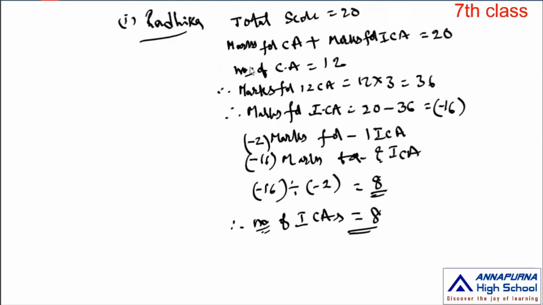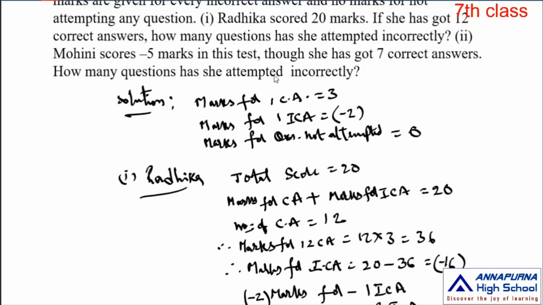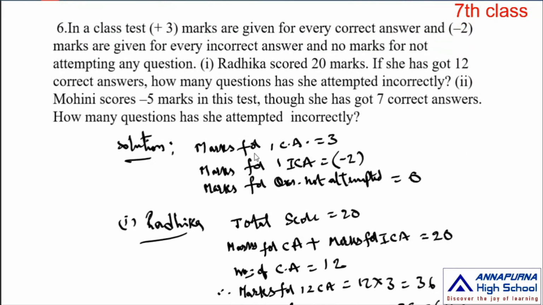So, like that, you do the B bit. So, what is the B bit? Second bit is Mohini scores minus. Here, Mohini score is minus, same as this one. In this test, though, she got 7 correct answers. How many questions did she attempt incorrectly? Same as this one. Like that, you do second bit. So, this is the HW2, same as this one.